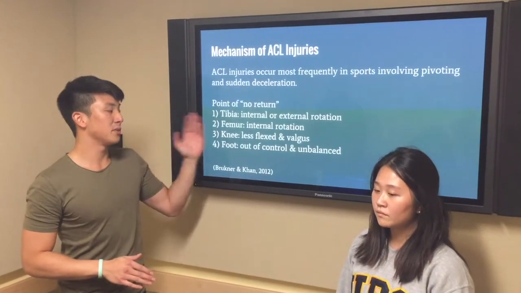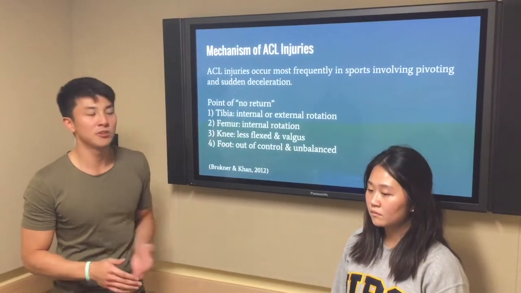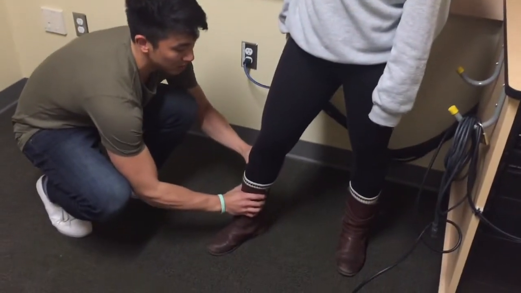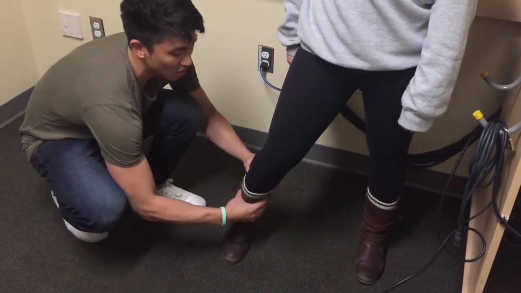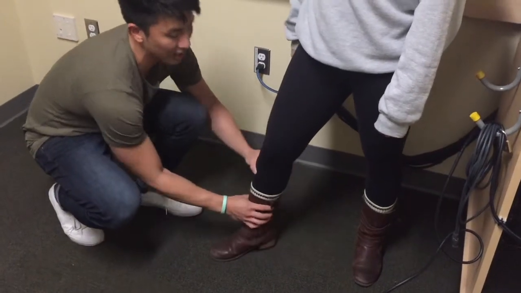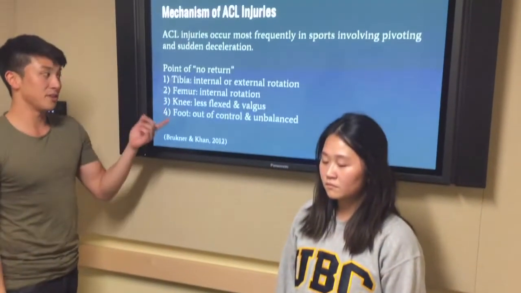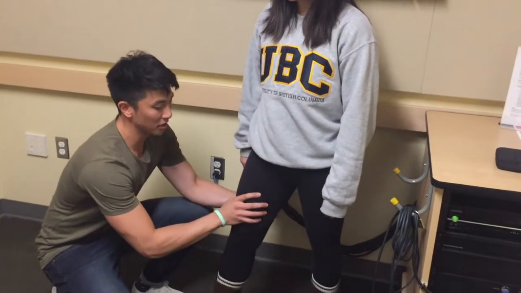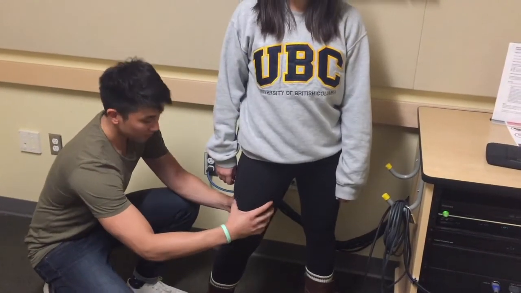So first, we have tibia internal or external rotation. So this is a tibia, when the tibia internally rotates or externally rotates, like that. And then second, we have the femur internal rotation. So this is the femur. We're going to internally rotate like that.